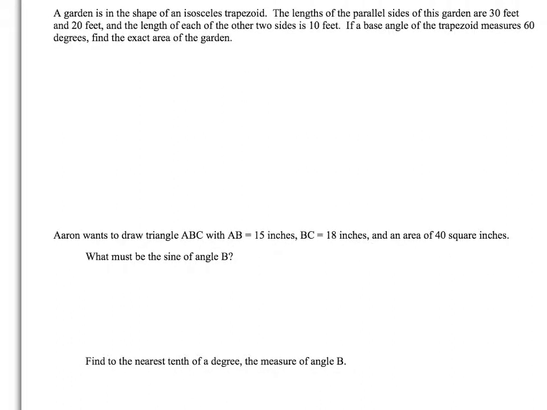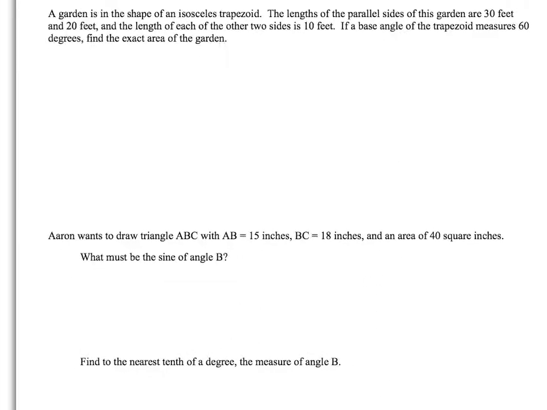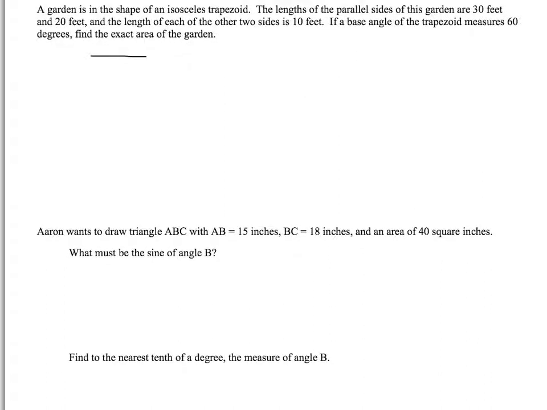A garden is in the shape of an isosceles trapezoid. The lengths of the parallel sides are 30 and 20 feet, and the lengths of the other two sides are 10 feet. So an isosceles trapezoid looks like this. The parallel sides are 30 and 20. The other sides are 10. The base angles of the trapezoid measure 60. We want to find the exact area.